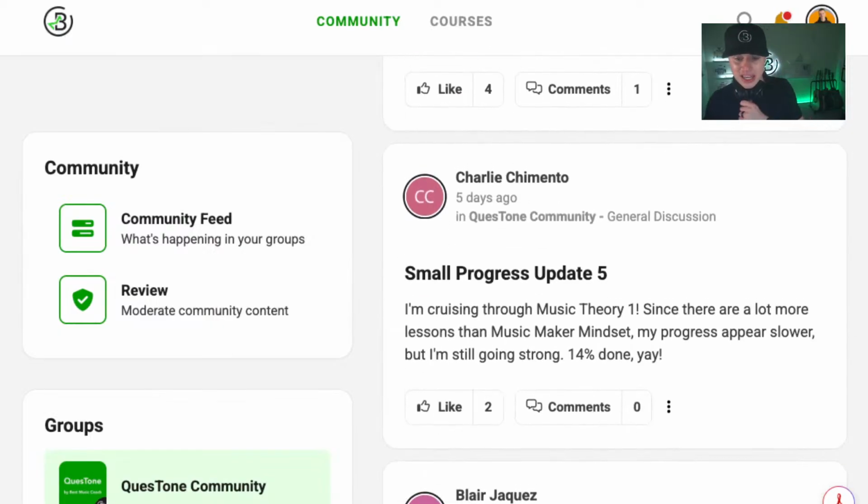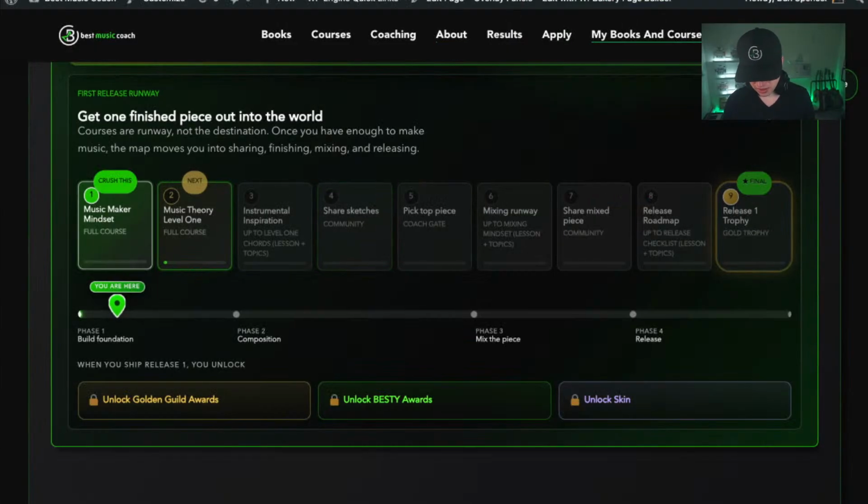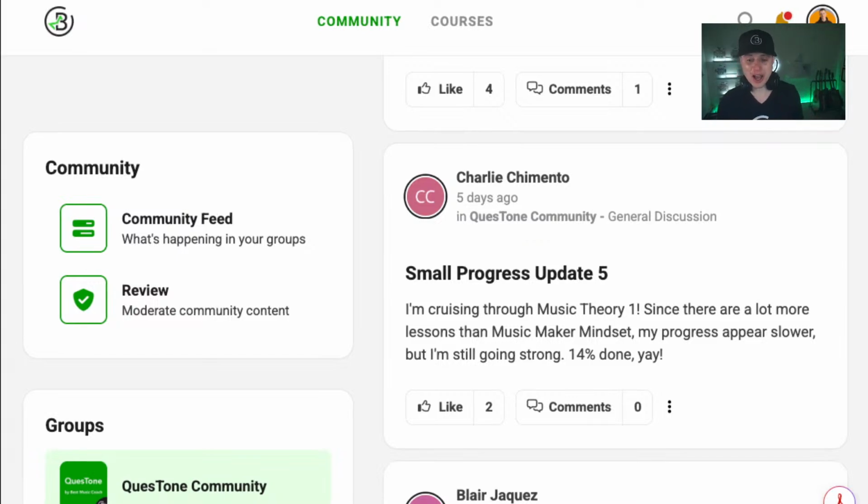Okay, quick update from Charlie. Charlie says, I'm cruising through Music Theory 1. Woo! Charlie's on step number 2, right over here. That's Music Theory level 1. And since there are a lot more lessons, yes, the Music Maker, yes, there are. My progress does appear slower, but still going strong. 40% done. Awesome. Fantastic job.